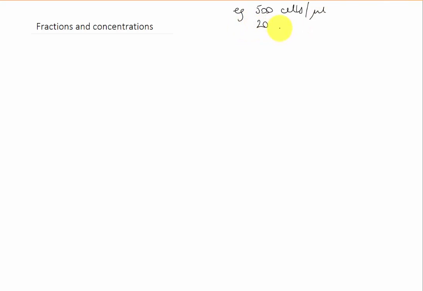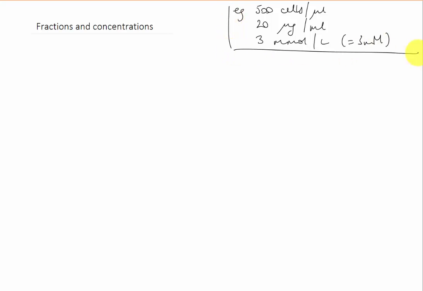Or perhaps something like 20 micrograms per milliliter. Or perhaps something like 3 millimole per litre, which is also expressed as 3 millimolar. So this big M is moles per litre. Anyway, for now we're just going to worry about how to manipulate those numbers.